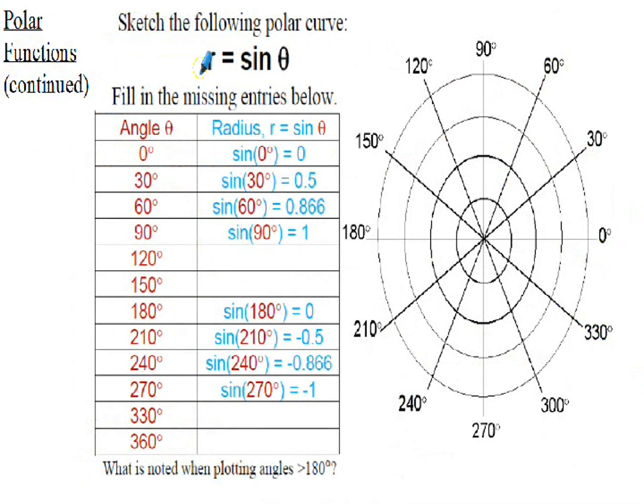Polar functions continued. We're asked now to sketch the polar curve of r equals sine of angle theta. So in the left hand column of my table I have angle theta, and I've used degrees here from 0 degrees to 60 degrees, and on the right hand side I've got my radius, which is defined as r equals the sine of theta.